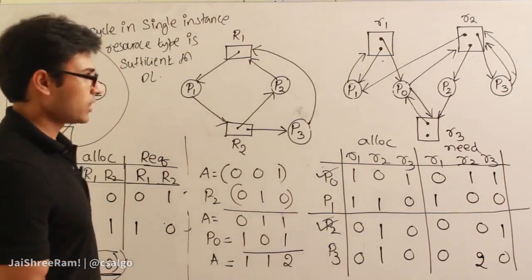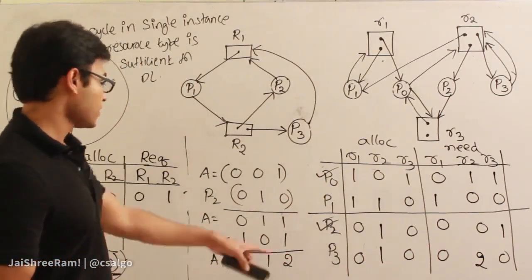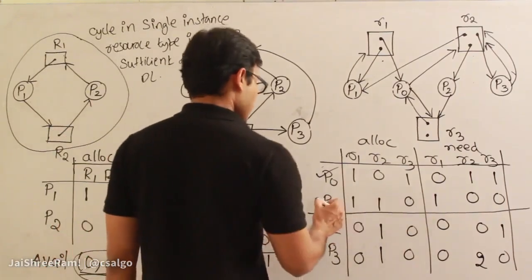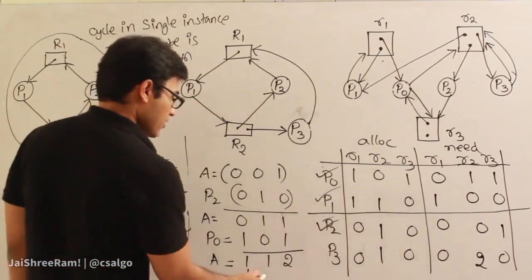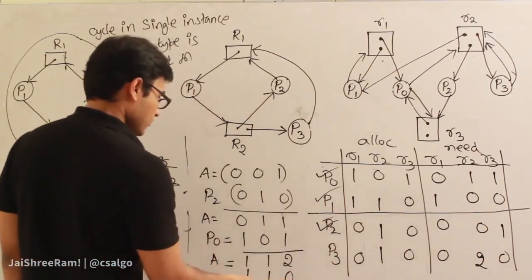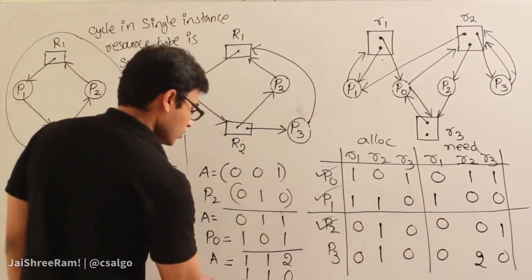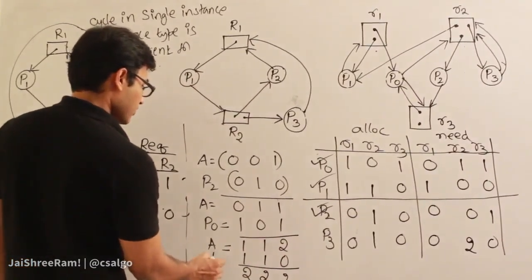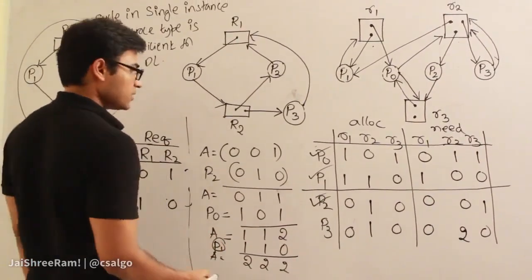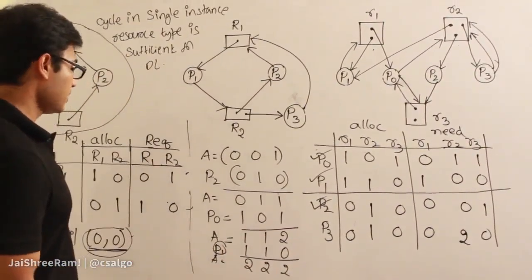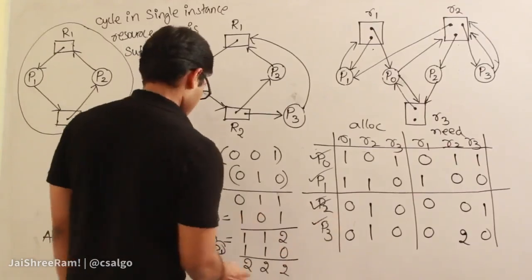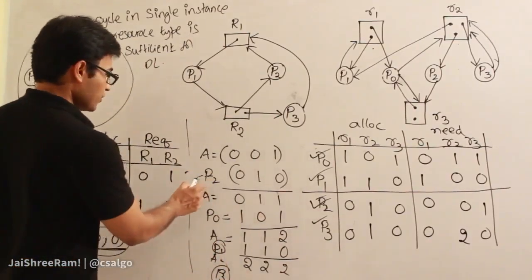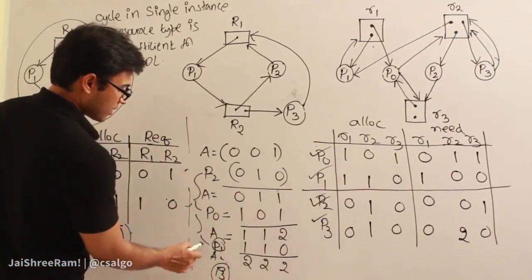Using 1, 1, 2, what can you fulfill? Obviously you can fulfill P1, because P1 requires only 1, 0, 0. If I fulfill P1, then I get 1, 1, 0 released, and the new available becomes 2, 2, 2, right? And now using 2, 2, 2, can I fulfill P3? Yes, obviously yes. Thank God. So now the safe sequence is P2, P0, P1 and then P3.